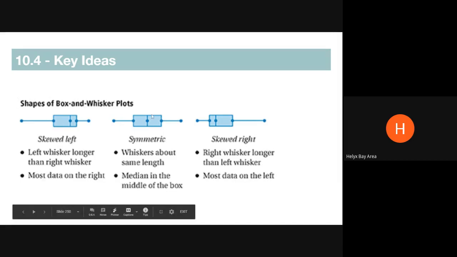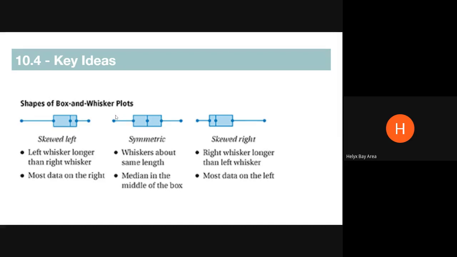So this symmetric, the box is right in the middle. So the whiskers are about the same length. Oh, and by whiskers, we mean this data right here. This is a whisker, this line, from least value to quartile 1, and then the greatest value to quartile 3. Those are what we call the whiskers, by the way.